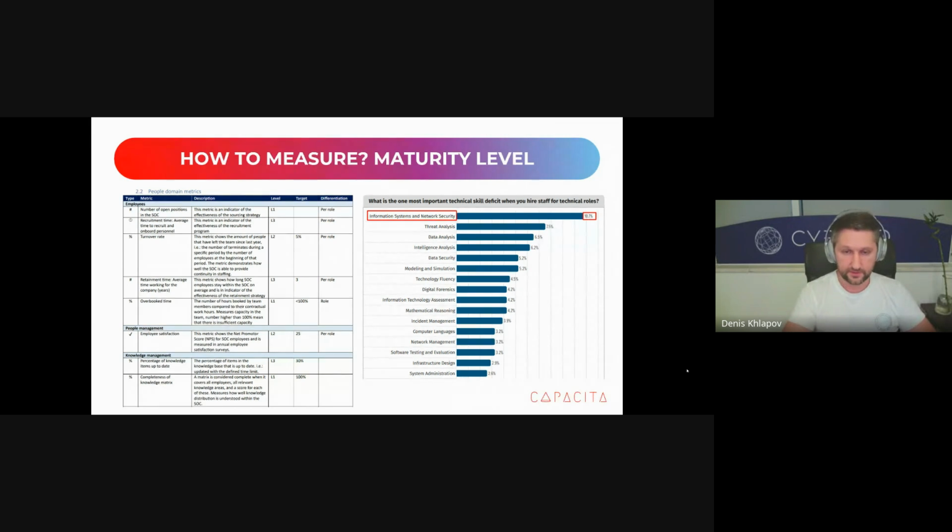And for example, on the right side, I took it from a SANS annual report: what's the most important technical skill deficit when you hire staff? You can imagine, but it's very strange, in the first position people put information system and network security, just the basic thing. And even this knowledge is difficult to find on the market. So when we talk about SOC, it's definitely not only technical things. We need to think about a lot of different aspects. And as some metrics, we can take, for example, some evaluation of our HR process as well. So we need to work with HR quite closely if we want our analysts and other employees to work well.